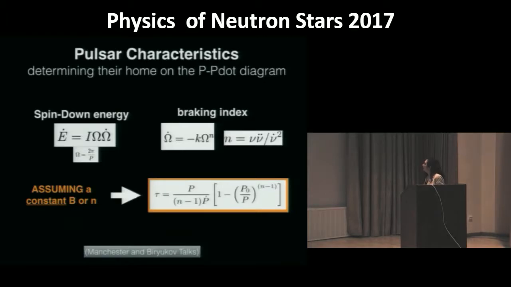And under the important assumption that we have a constant magnetic field and a constant braking index, we get this expression for the true age of the pulsar as a function of P, Pdot, as well as the initial spin period P0 and the braking index. And I'll get back to this formula as I go along.